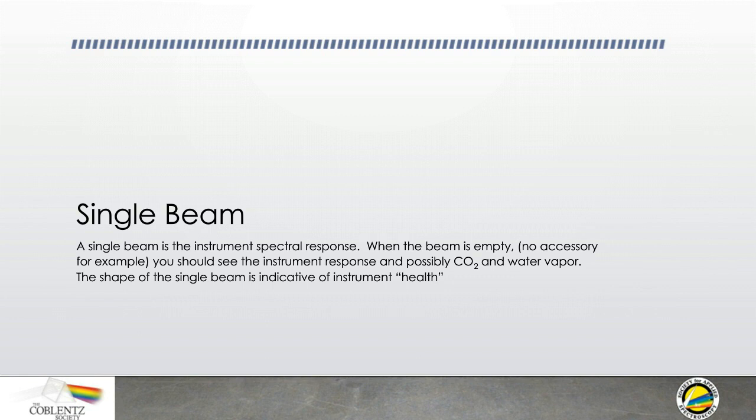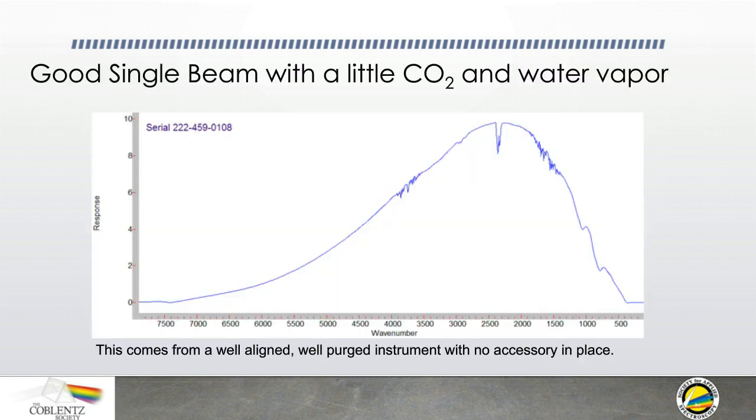Now, what I'm going to show you are spectra that have been taken from an instrument that's at my disposal. So although the plots may not look exactly the same, you will see these types of plots. Now, the single beam that I'm showing right now is very good. You see a little bit of carbon dioxide, a little bit of water vapor, and it's showing the energy response from the instrument. This comes from a well-aligned, well-purged instrument with no accessory in place.